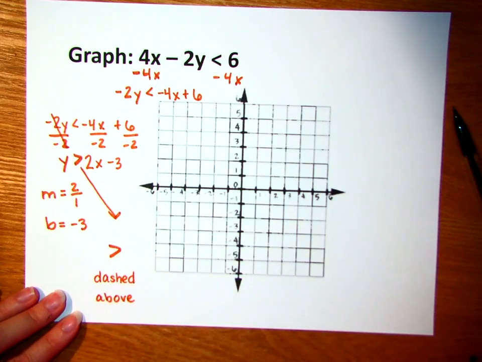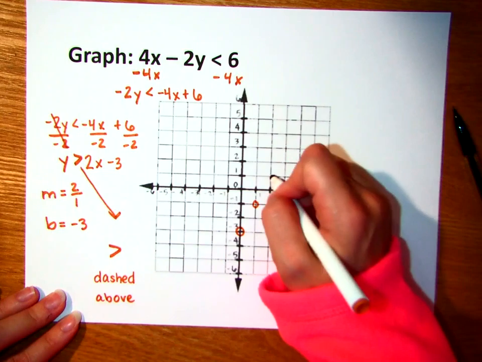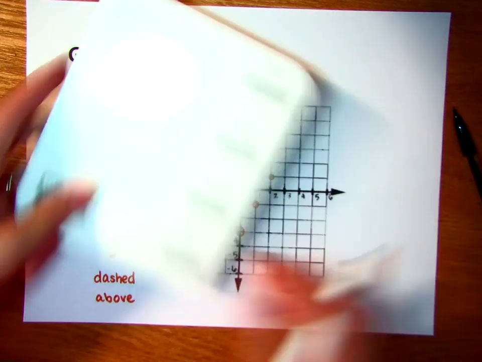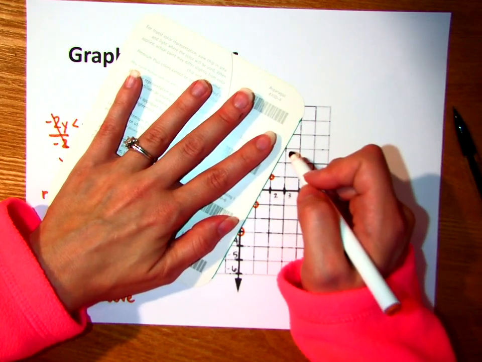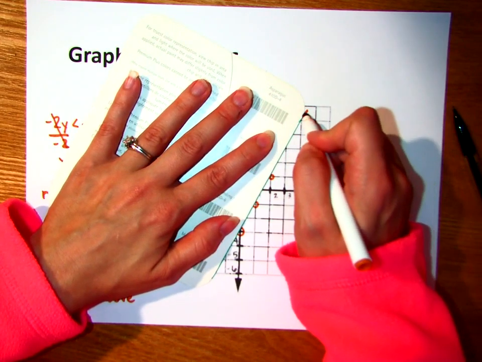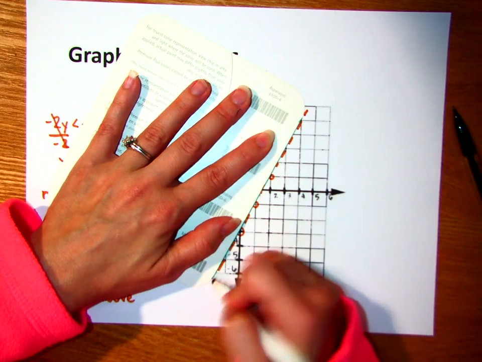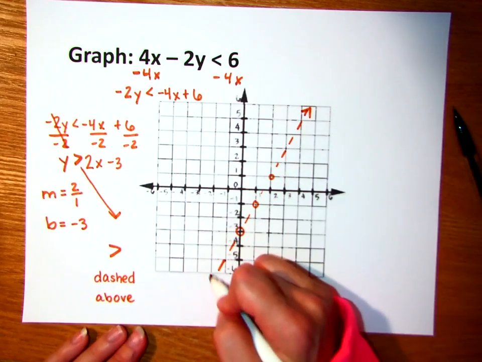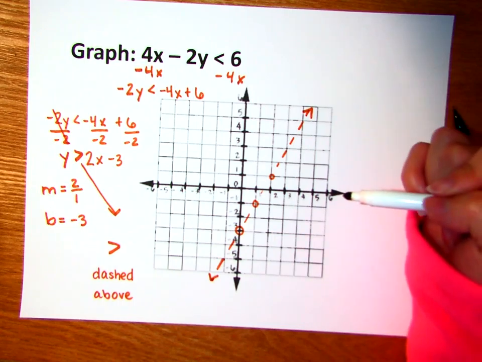So let's start by plotting negative 3. If we have a dashed line, we want an open dot. And we're going to rise 2, run 1. Rise 2, run 1. Use that straight edge again, and make sure you make this line dotted, dashed. That means that if there's a point and it falls on the line, it's not a solution.